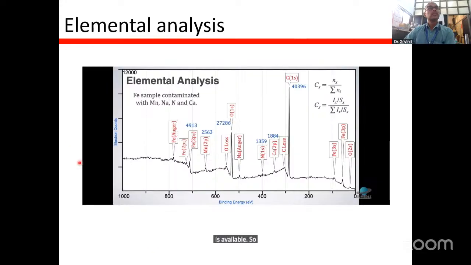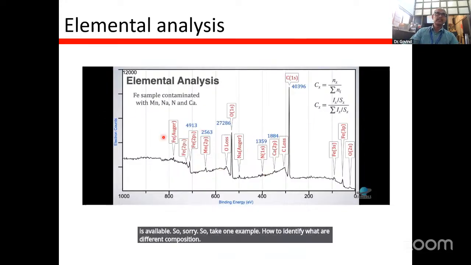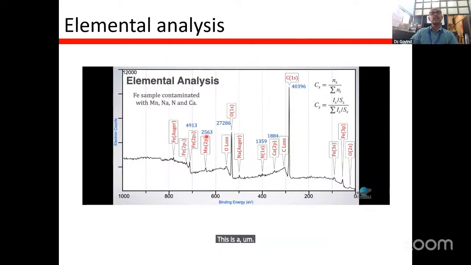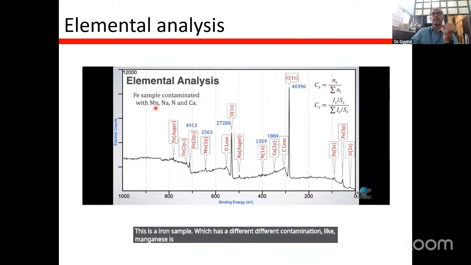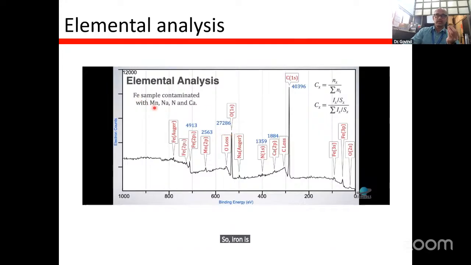So take one example of how to identify the different compositions. This is an iron sample which has different contamination, like manganese is also there. Contamination here means this is a composition. So the sample is made up of magnesium, calcium, then sodium and nitrate. First, you have to identify your elements: oxygen, Fe, then calcium, nitrogen is there. Then you have oxygen loss, magnesium, Fe. So first of all, identify.